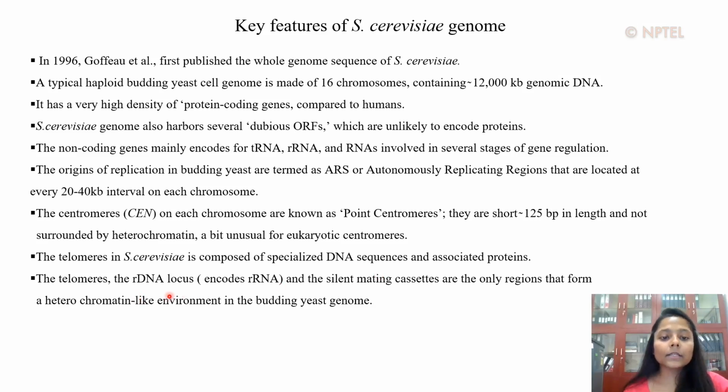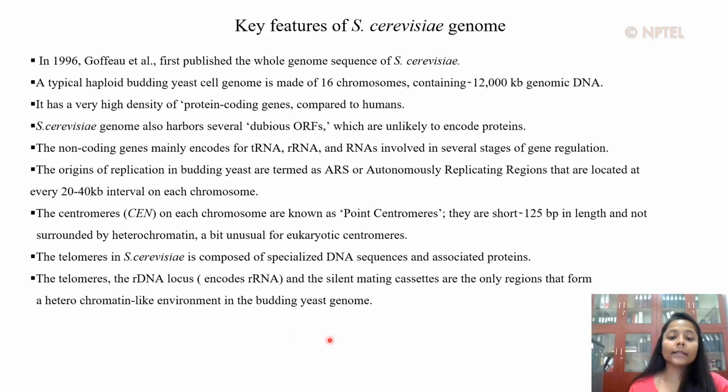The telomeres in S. cerevisiae are composed of specialized DNA sequences and associated proteins. The telomeres, the rDNA locus that encodes for rRNA, and the silent mating cassettes are the only regions that form a heterochromatin-like environment in the budding yeast genome.